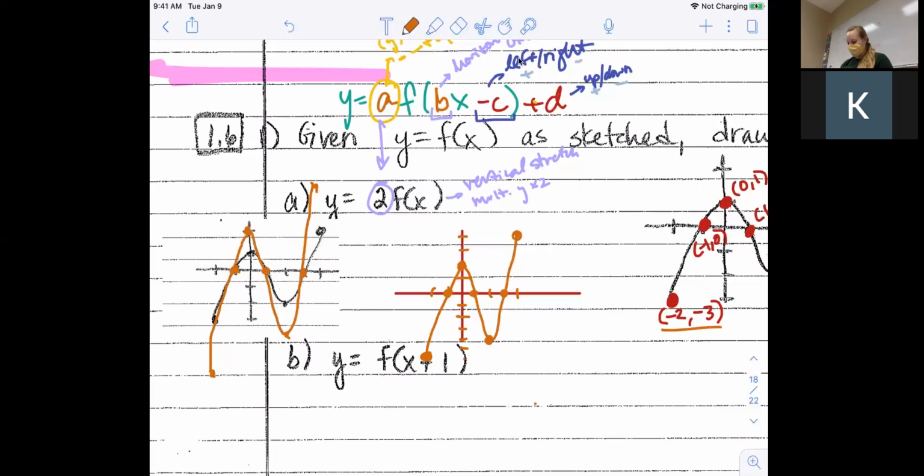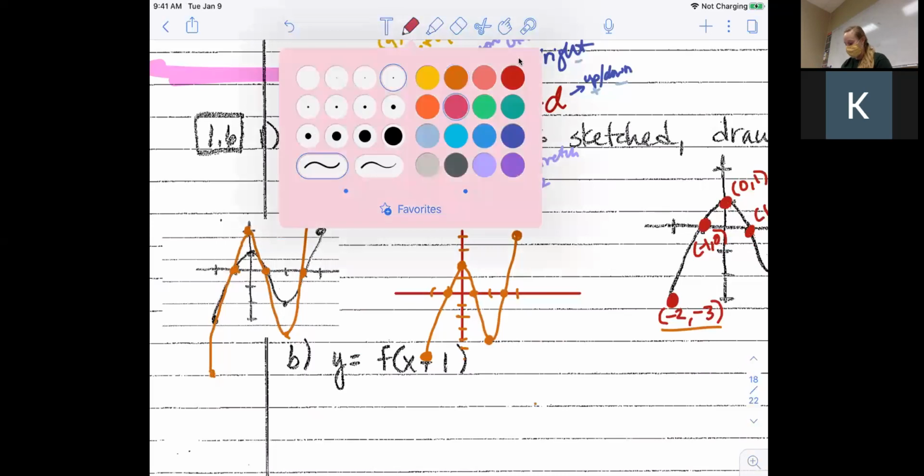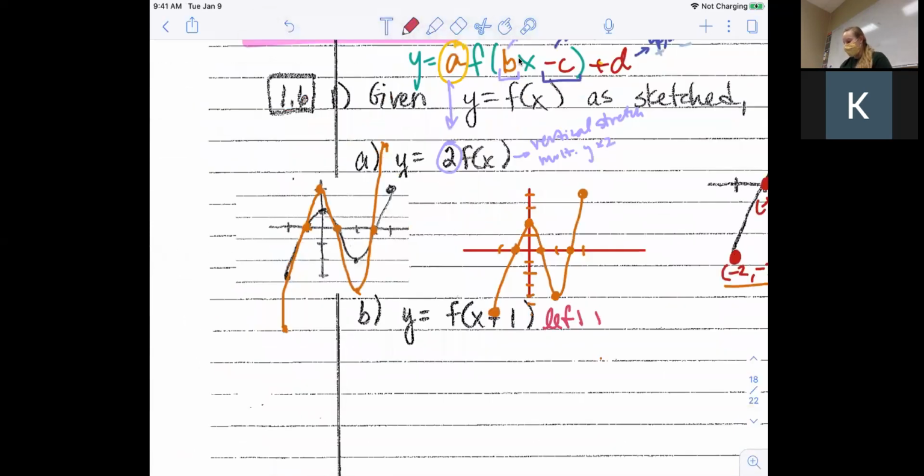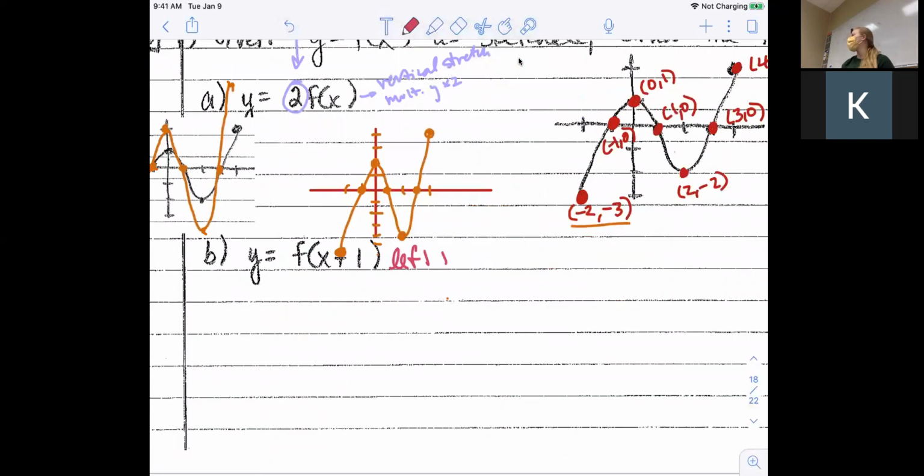The next one says y equals f of x plus 1. What does that 1 do to my graph? Moves it to the left. So I'm going to move all my points to the left 1. Now, sometimes kids are like, oh, I add 1 to it. I just think move it to the left. So if I was at -2, -3, I'm going to move it to the left 1, which is your x. So move it to -3, -3.